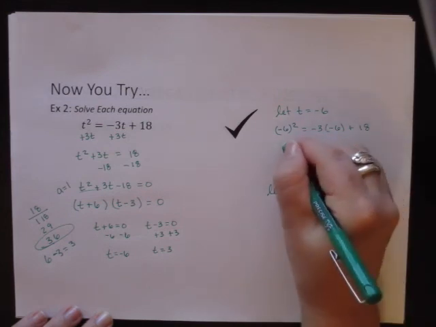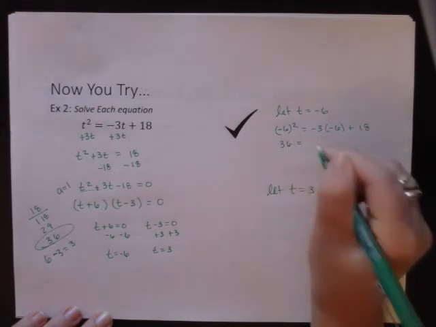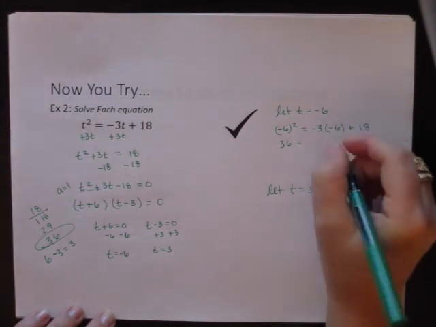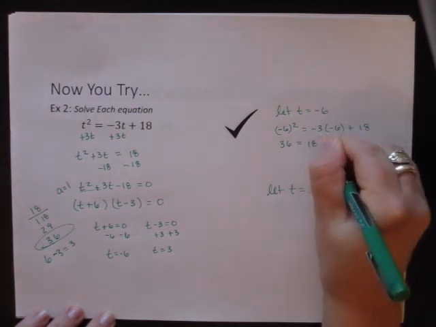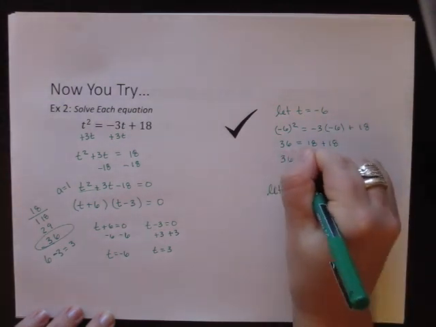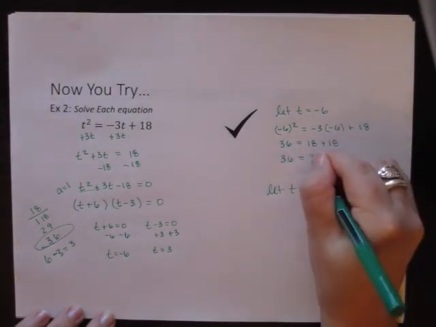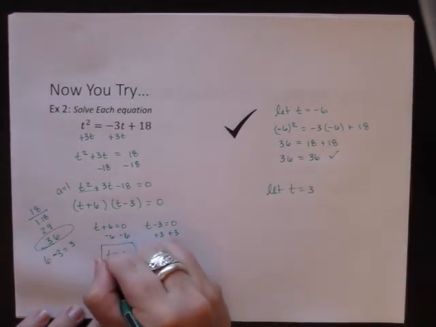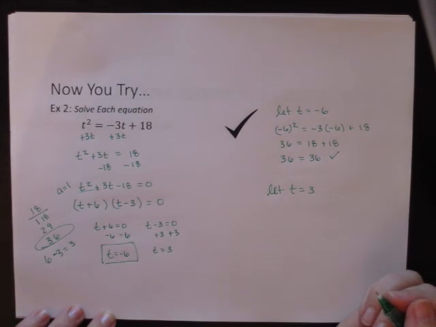Okay, so negative 6 squared is going to be a positive 36, because negative 6 times negative 6 is a positive 36. Negative times a negative is going to be a positive, so I got positive 18 plus 18. And 36 equals 18 plus 18 will give me 36. So those two will definitely check out. I come over and I box my t equals negative 6.